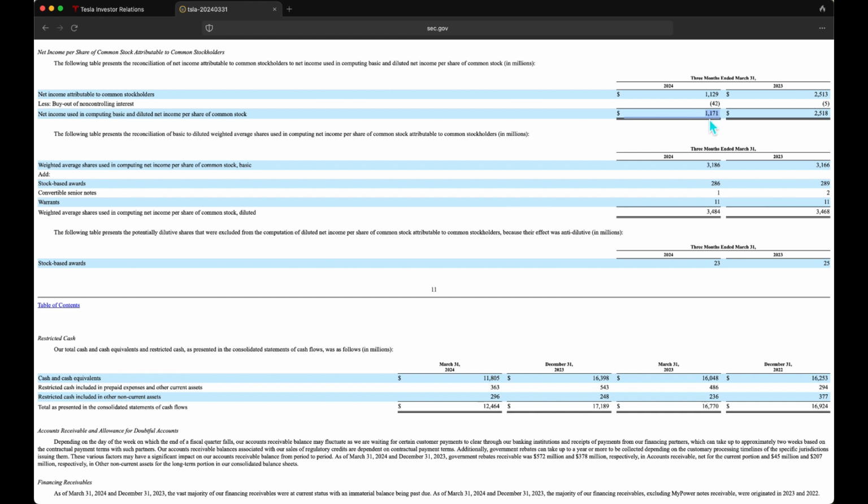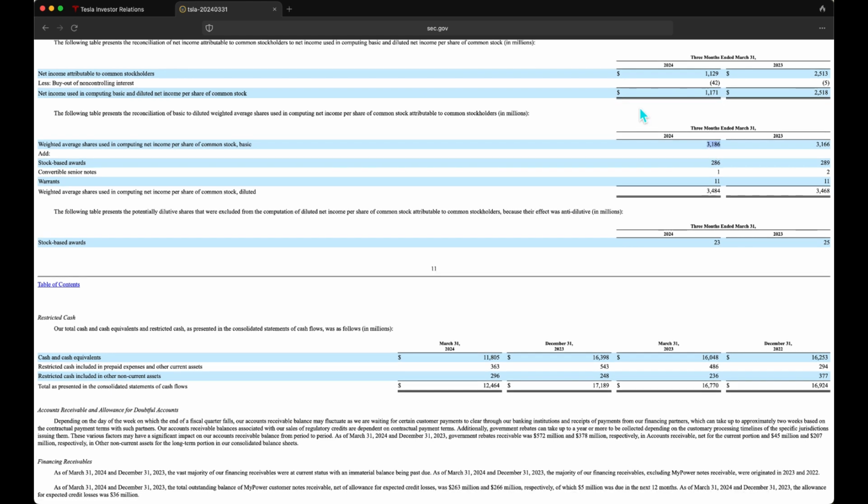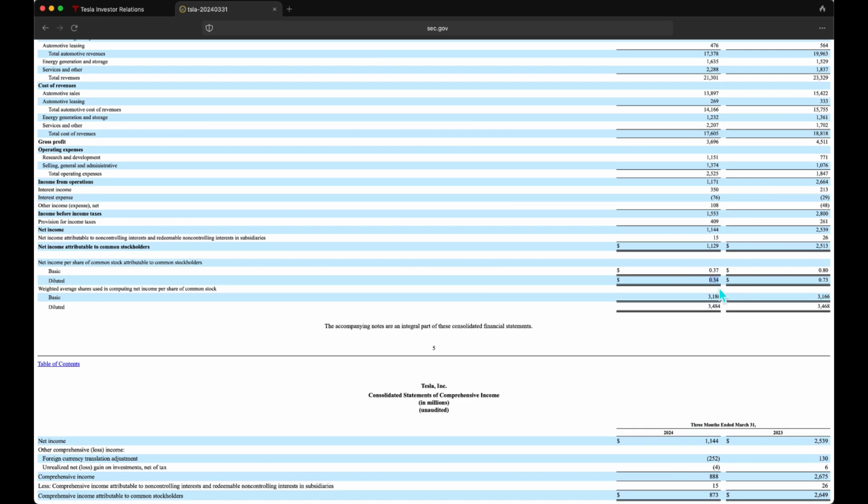Now when we do the calculation of the net income and we divide the new net income value of 1,171 by the weighted average of shares, we get 0.367. And in order to get the diluted EPS, we divide 1,171, which is the net income, by 3,484, equivalent to 0.336, which is rounded to 0.34. And that is how you get these two values: 0.34 for the diluted and 0.37 for the basic.